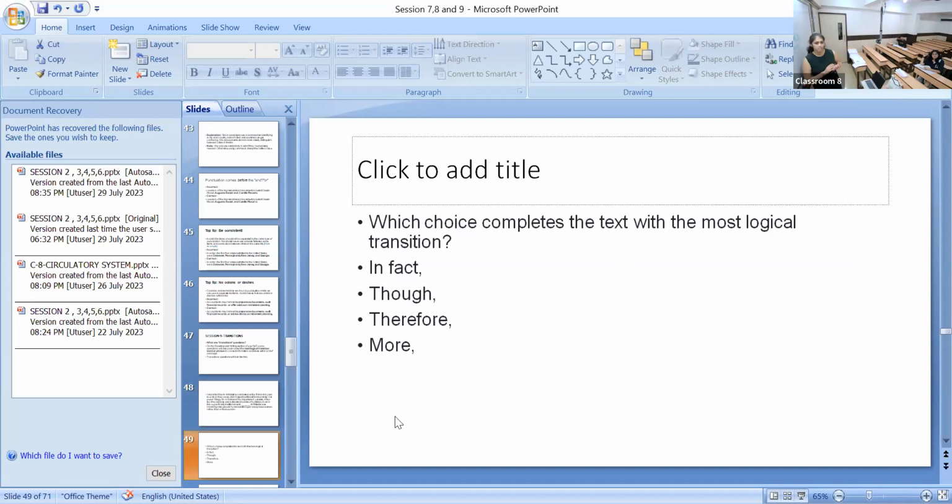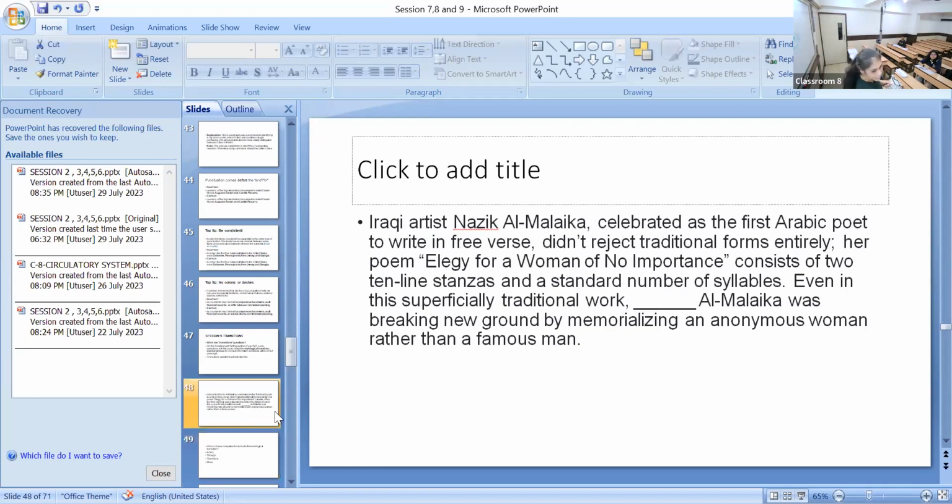So what do you think? Most logical: in fact, though, therefore, more. I think you want to see the passage again. So you remember, guys: in fact, though, therefore, more. Okay, now you see. So that's transitions, basics.